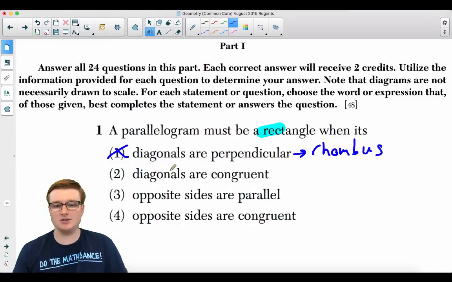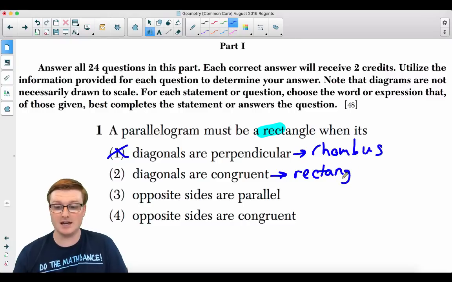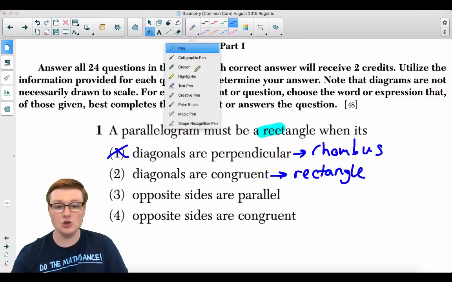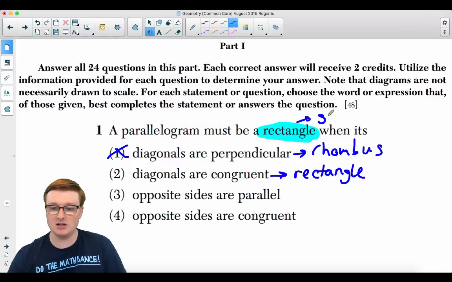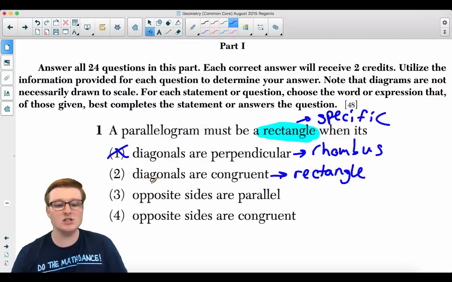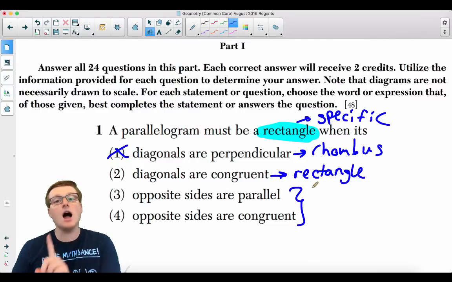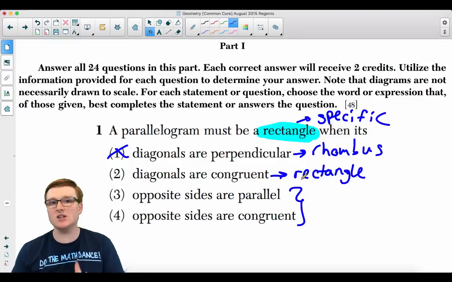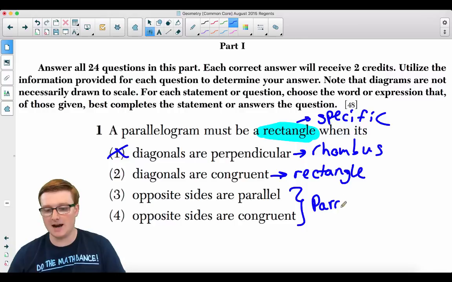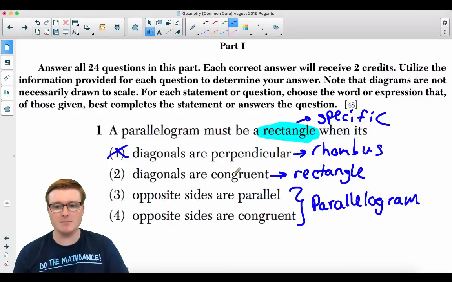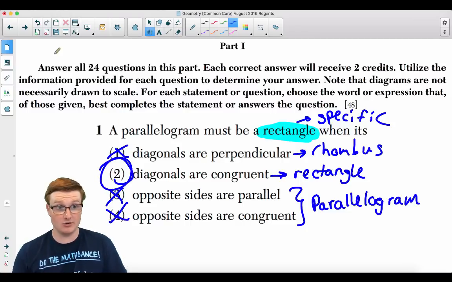Choice 2 says diagonals are congruent. Yes, that's a rectangle. That is specific to the rectangle. We're looking for something that is specific to the rectangle. Choices 3 and 4, while opposite sides are parallel and opposite sides are congruent in a rectangle, that's too vague. This proves a parallelogram. Now, of course, by definition, a rectangle is a parallelogram, but it's specifically asking you about a rectangle. So choice 2 would be the correct answer.